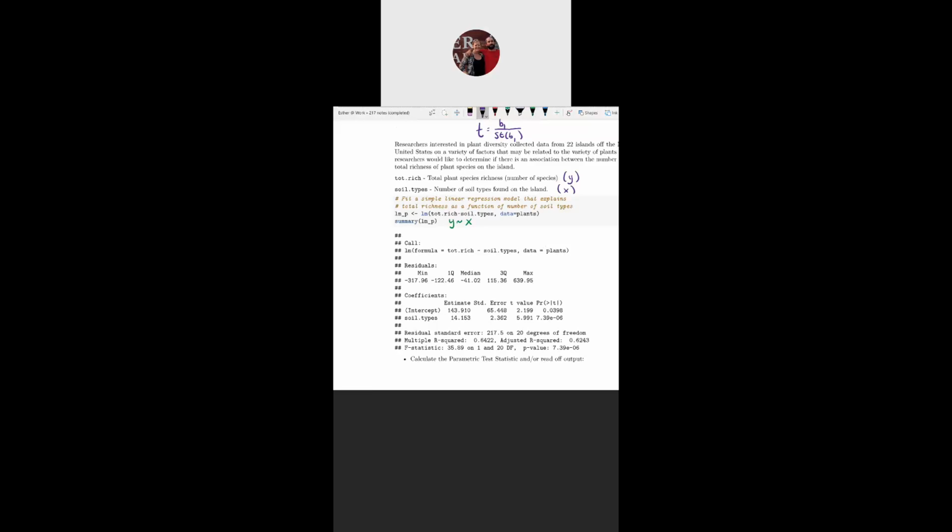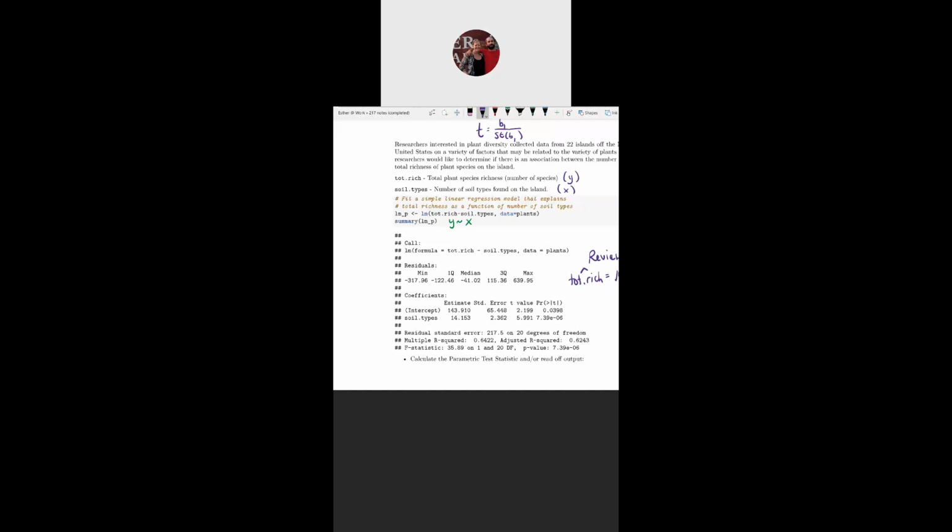So just as a quick review, this is a real good spot to take a pause and write out your linear model. I'm going to assume that you paused to write out your linear model. And so what we should have is total richness with a hat on it is equal to the intercept 143.910 plus our slope coefficient 14.153 times our predictor of soil types. That would be our linear model for this.